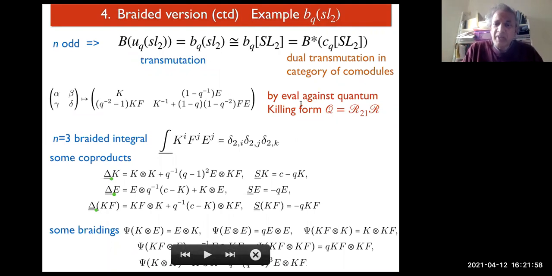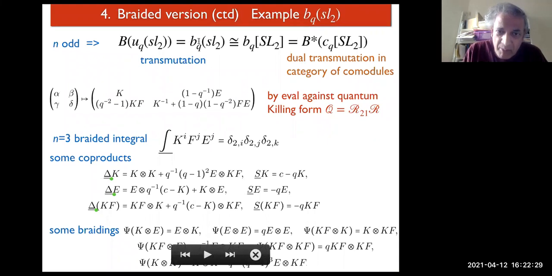This is called a quantum Killing form. For an ordinary Lie algebra, the Killing form is a linear isomorphism between G star and G, right? For a semi-simple Lie algebra. So this is the analog. The fact that this works for all UQG is a remnant of the semi-simplicity of the original Lie algebra, and it corresponds to this quantum Killing form being non-degenerate in that sense. So that's factorizable.